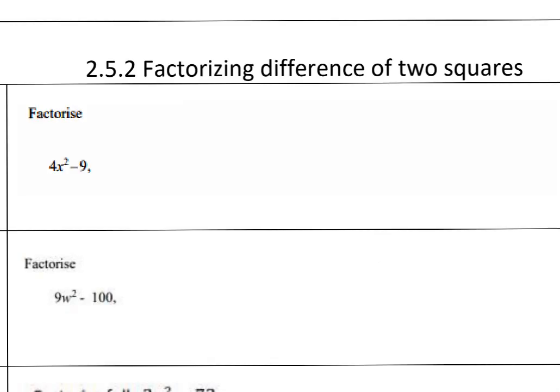Secondly, how to factorize the difference between two squares. In general, if we have two squares, square means has a square root. For example, x squared and y squared, and we have the difference between them, x squared minus y squared. So we can factorize that into two brackets.